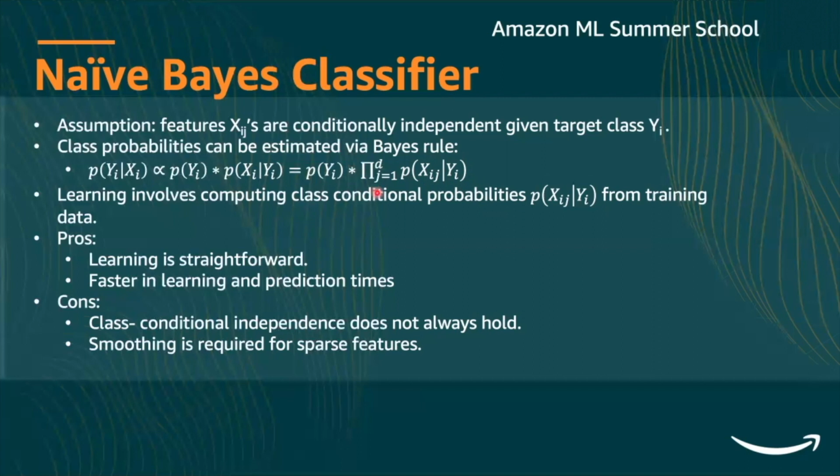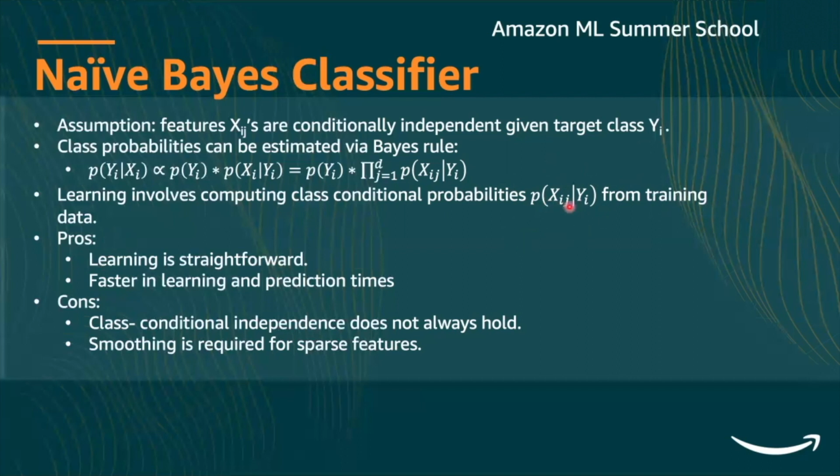So in the naive Bayes classifier, there is no training as such. The learning simply involves computing the class conditional probabilities from the training data itself. You have to compute this value from the training data. Now the advantage is that the learning is straightforward. It's really fast during learning as well as prediction time, because there's no training involved. You just need to compute these tables from the training data.